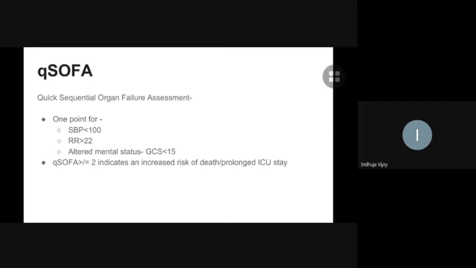Coming to the Q-SOFA score, this helps in predicting mortality. It is a quick sequential organ failure assessment score. One point is given for BP, respiratory rate, and altered mental status: BP less than 100, respiratory rate more than 22, and altered mental status, that is GCS less than 15. A Q-SOFA score of 2 or more indicates an increased risk for death or prolonged ICU stay.